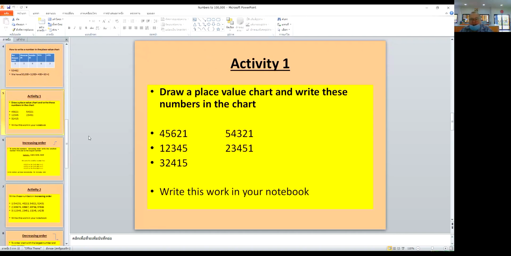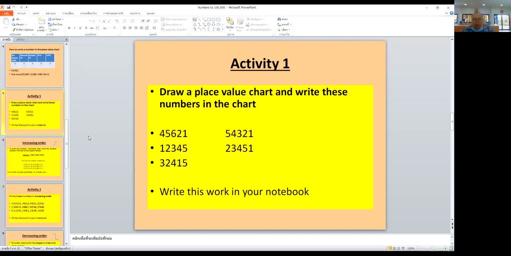And this is your first exercise. The exercise is to write the place value on the place value chart. Write these numbers on the chart. Our first number is 54,621. The second number is 12,345. Our third number is 32,415. Our fourth number is 54,321. Our fifth number is 23,451.